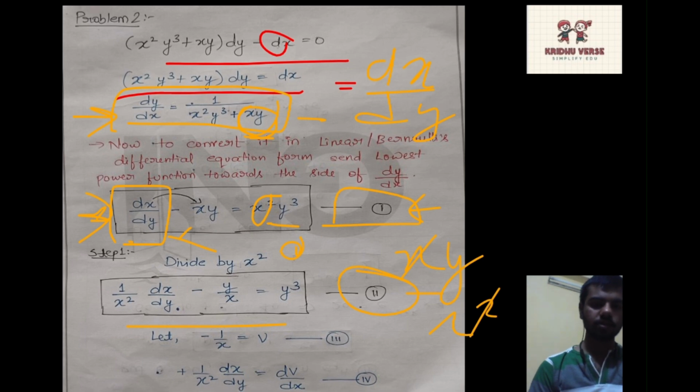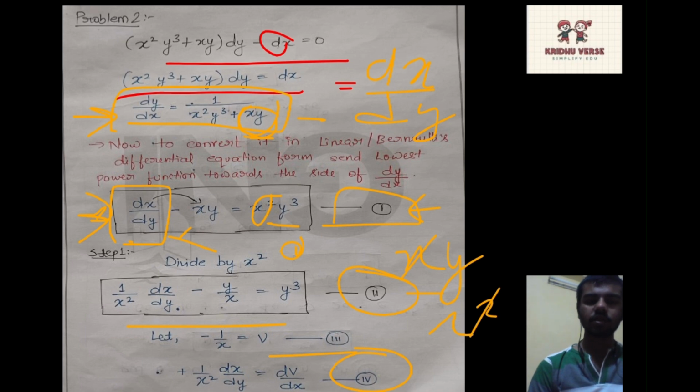This we are taking as equation number 2. Now, what we assumed, this minus 1 by x term, we assumed as b. This is equation number 3. Now you know the differentiation of 1 by x is minus 1 by x square. So here already one minus is there, so minus minus we can place. So 1 by x square dx over dy equals db over dx, that is equation number 4.